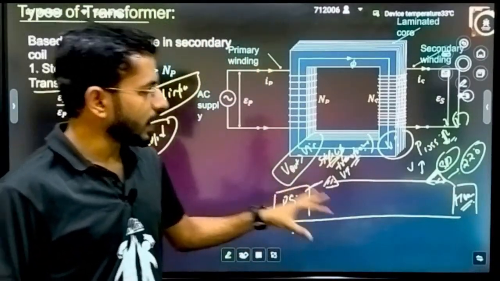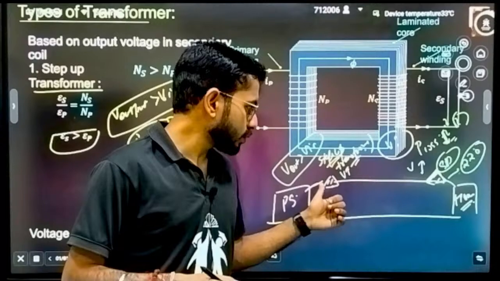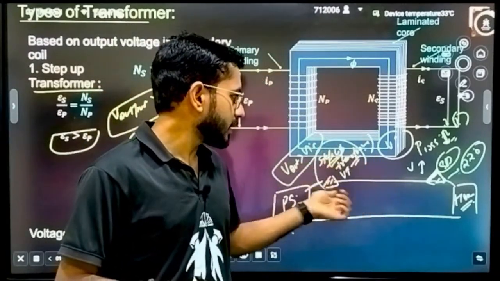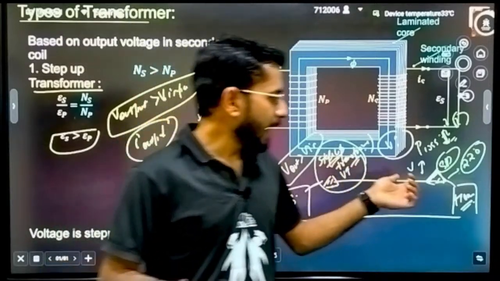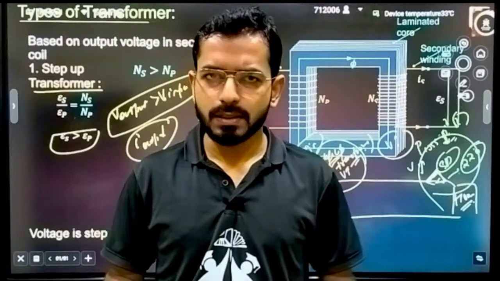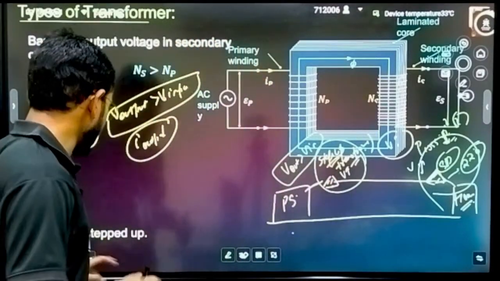So to decrease the power loss, we use two kinds of transformers, step up transformer and step down transformer. The step up transformer is always near the power stations, and the step down transformer is near our houses, our colonies, our cities.